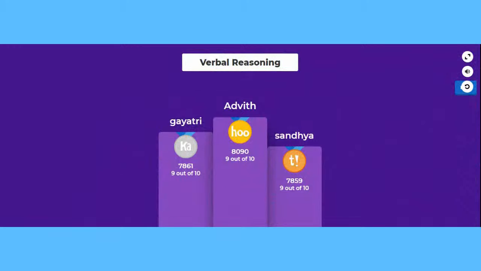If you have gone wrong with many answers, no problem. You can learn and try with the next quiz, as we will come up with new quizzes every day. Today we have finished our verbal reasoning third quiz, and tomorrow we'll come up with logical reasoning. So stay tuned.